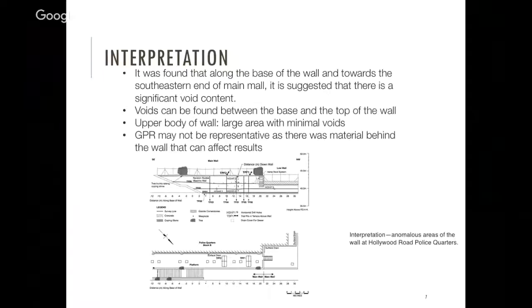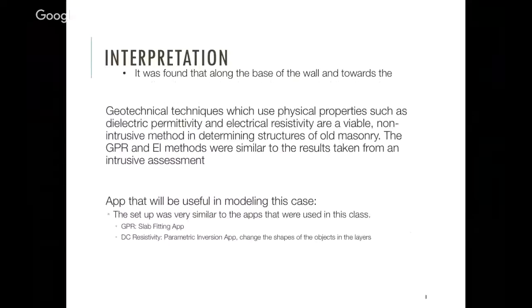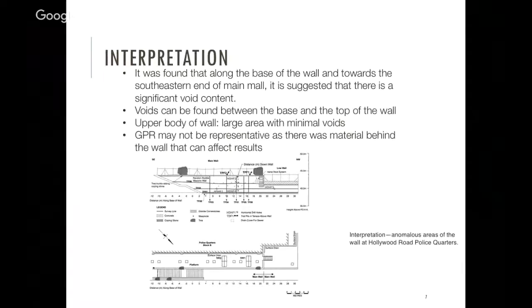When they took the data, they found that the base of the wall had a lot of voids. The amount of voids increased as wall depth increased, and they found a lot of voids in this northwestern section here on the wall. One of the things was that because the wall was against a slope, things such as the ground could affect the GPR survey as well.